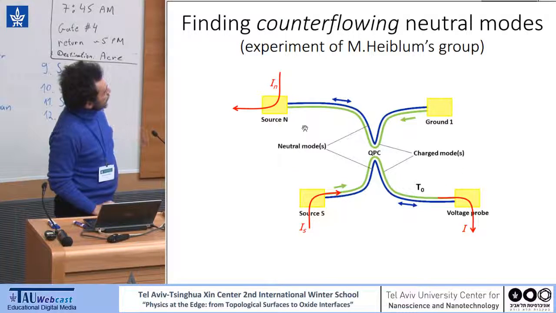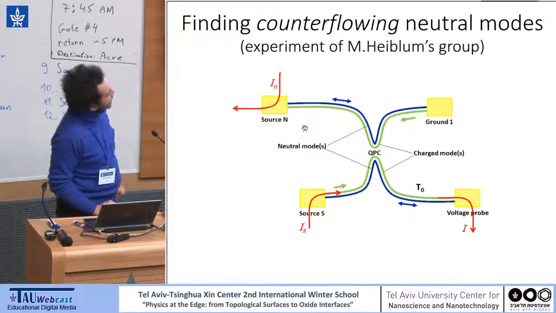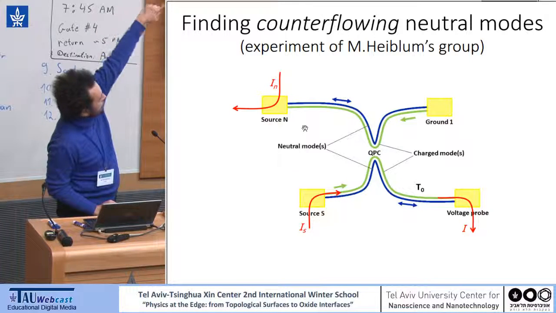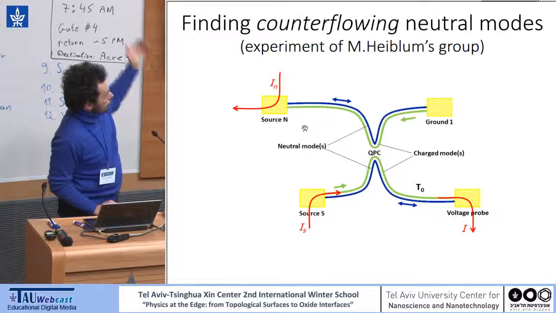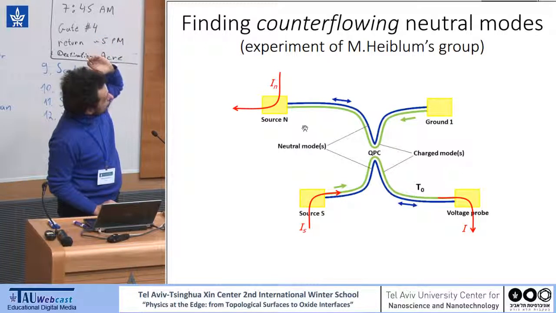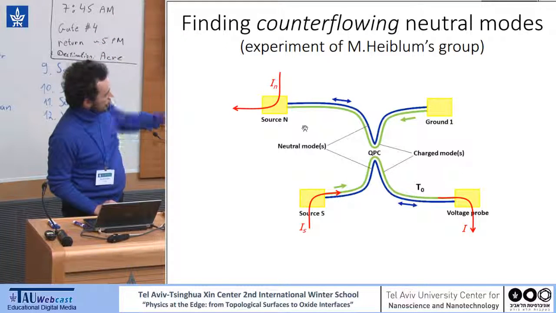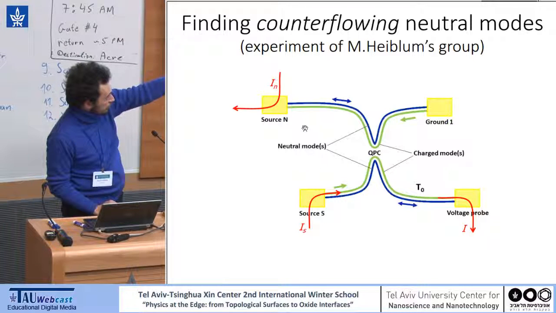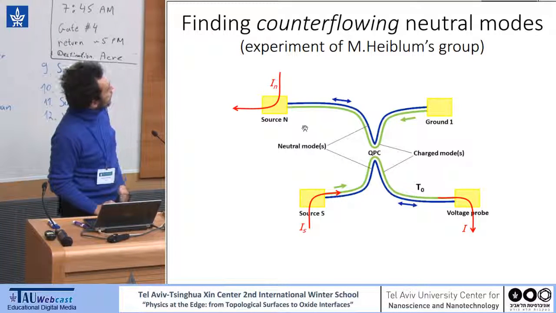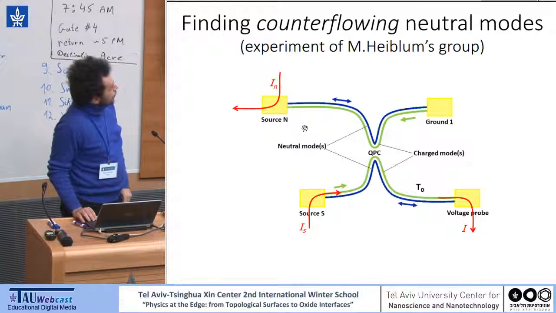What they did is they said, let's have a QPC and tunneling between two edges, and let's inject current I_N in the top left corner. All the charge channels flow out of the system. So if there are no counter-propagating neutral channels, there is no way that what is measured in the bottom right corner, I, will know about the injection of I_N. And if there are, then maybe something will tell us about the injection of I_N.